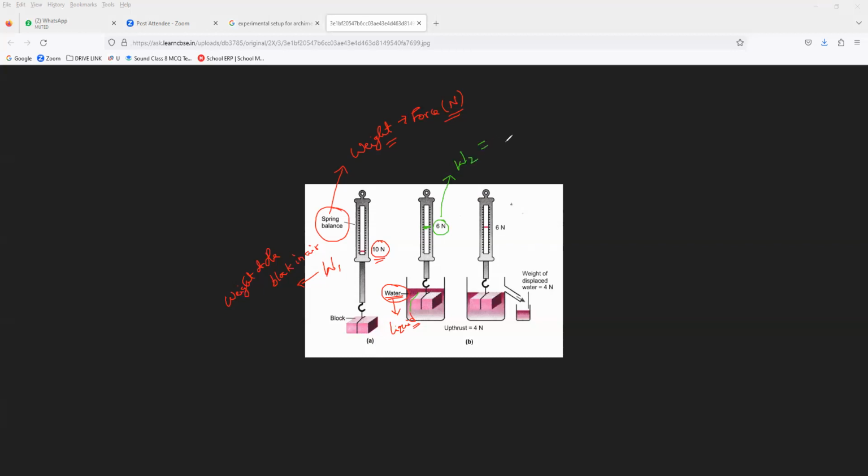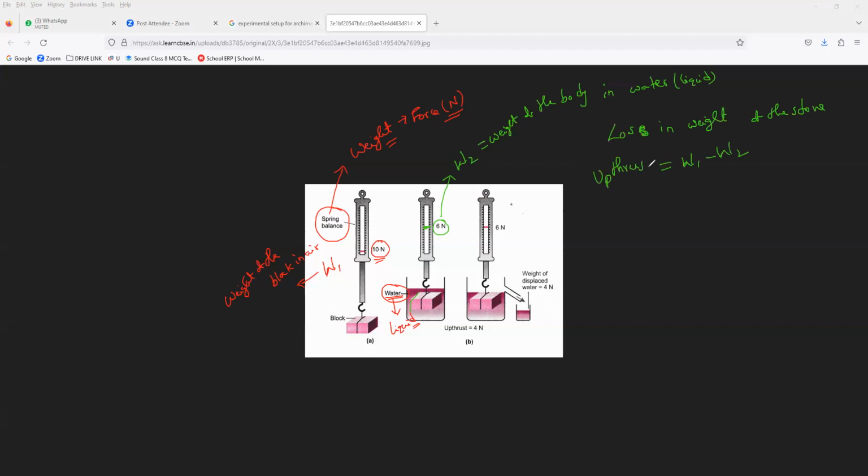What do you mean by W2? Weight of the body in liquid, weight of the body in water. Water is a liquid only. So, what is the loss in weight of the stone? The loss in weight of the stone is 4 Newton. The loss in weight, W1 minus W2, is equal to the upthrust.